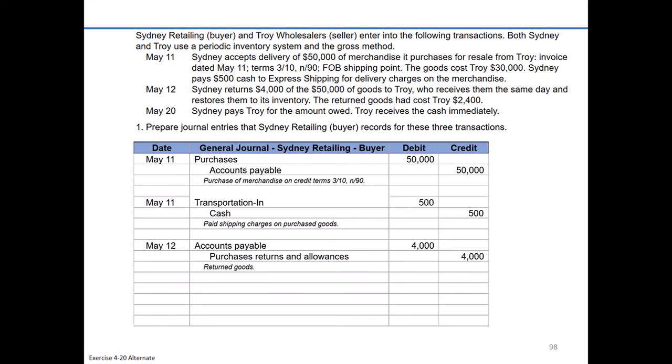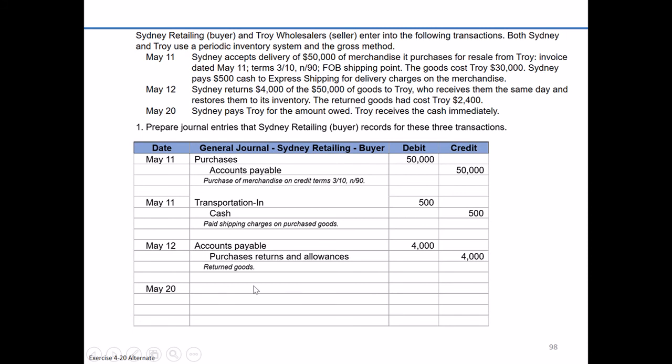Somewhat like if you recall sales and sales returns and allowances, the question might be, why have two separate accounts? It's so we can isolate what has been invoiced directly from the vendor or supplier versus what we have returned, so we can track those two different items separately.